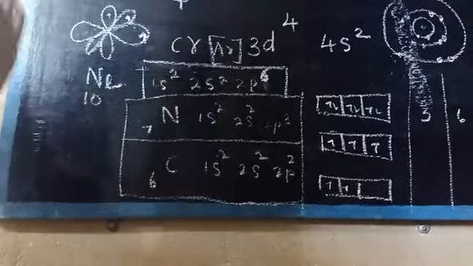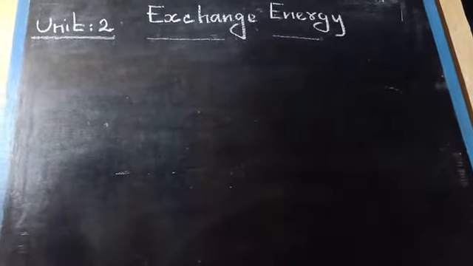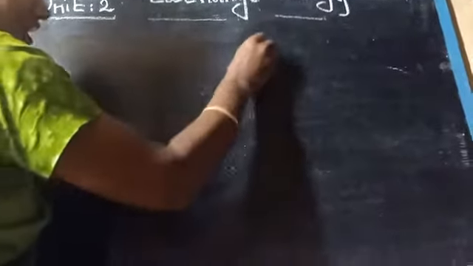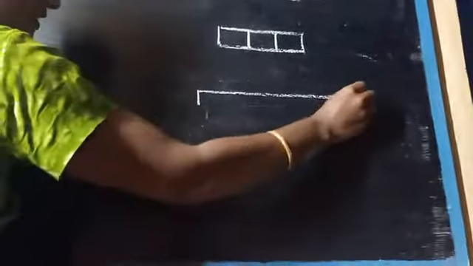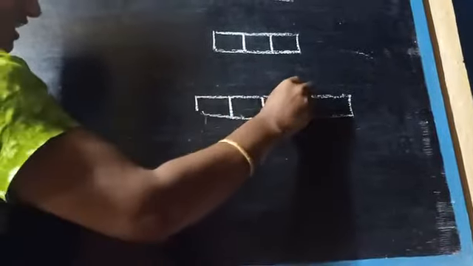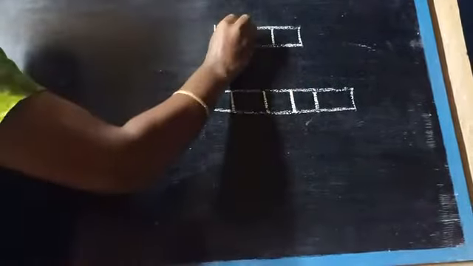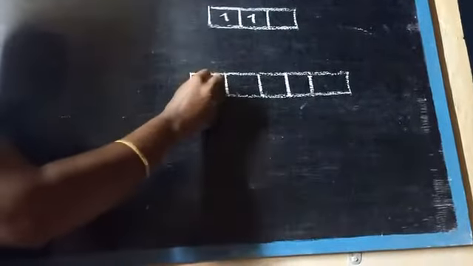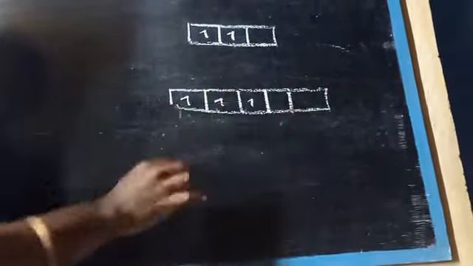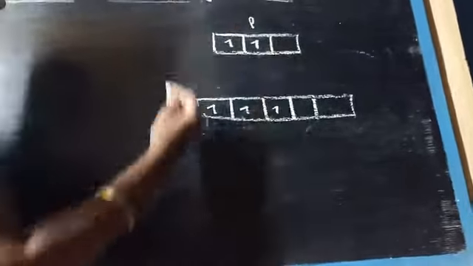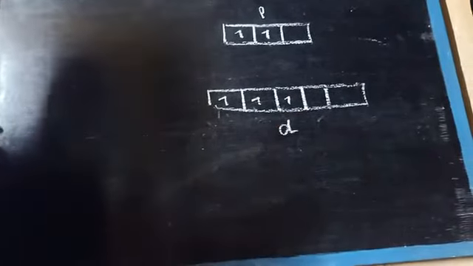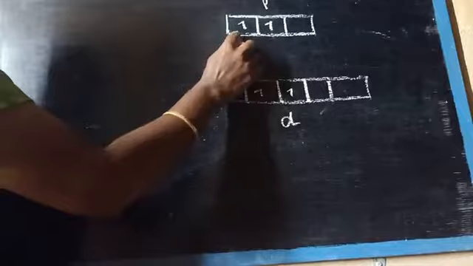Okay, so now see the exchange energy definition. Two or more electrons are present in the degenerate orbitals. For example, the p orbital has 3 orientations and the d orbital has 5 orientations. So here, 1 or 2 or more electrons are present in the same subshell. This one is for the p orbital, this one for the d orbital.